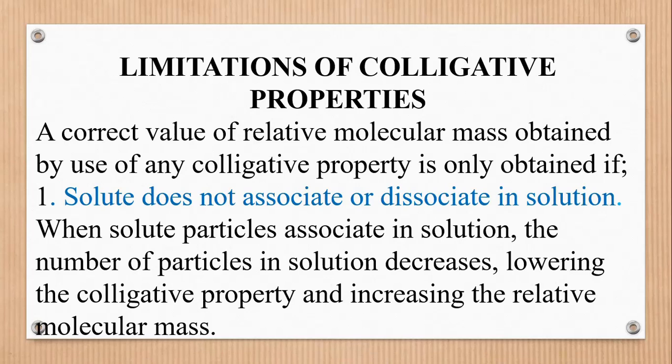Then we have the limitations of the colligative properties. These are principles under which the colligative properties may hold. Then we said that a correct value of relative molecular mass obtained by use of any colligative property is only obtained if the solute does not associate or dissociate in solution. So we can only determine a fixed or a correct relative molecular mass of any solute using the colligative property when the substance does not associate or dissociate in solution.